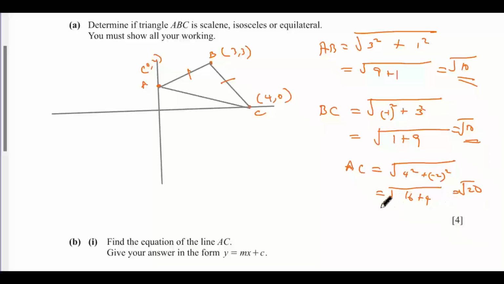So of course it is isosceles, so you can say that triangle ABC is an isosceles triangle. So that is what you have to do. So let's go to part B.